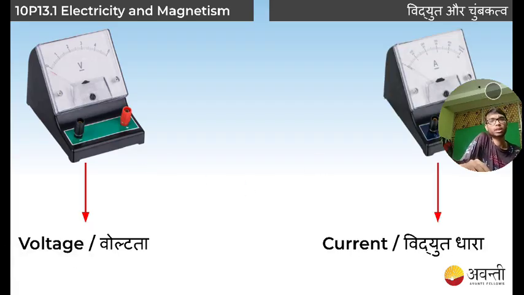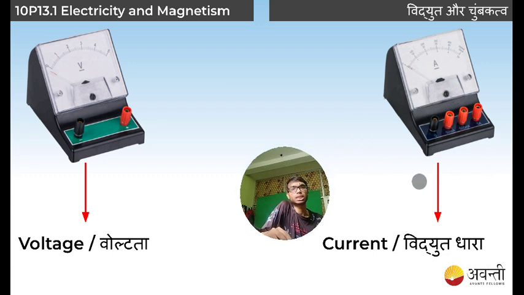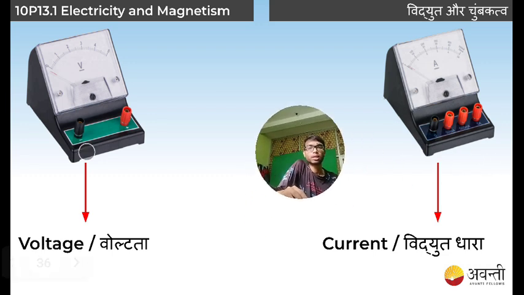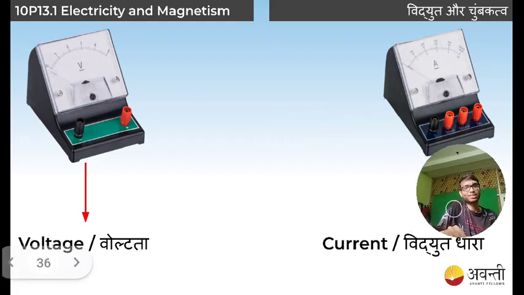And here we have current. This is also a device. Here you can see this V and this A. It is an ammeter. It is used to find electric current, and this is used to find voltage.